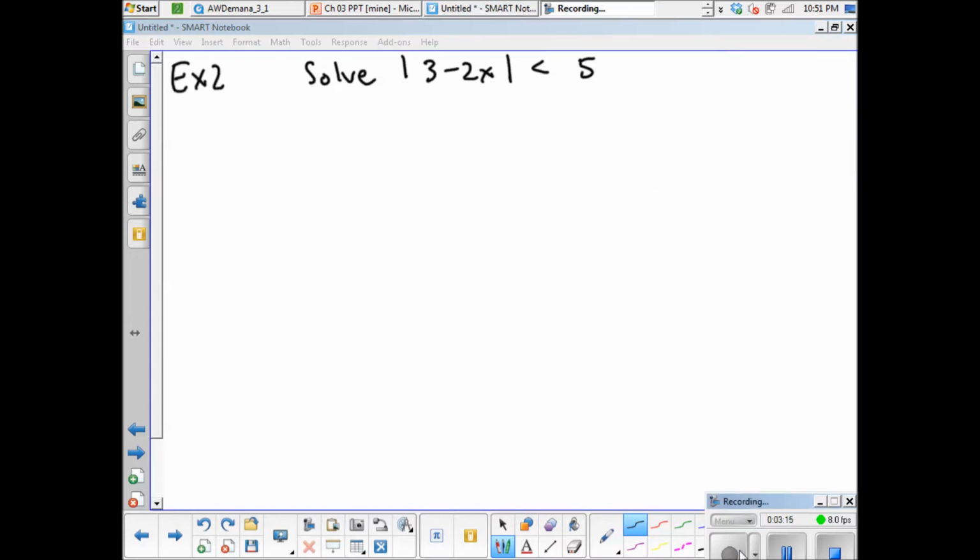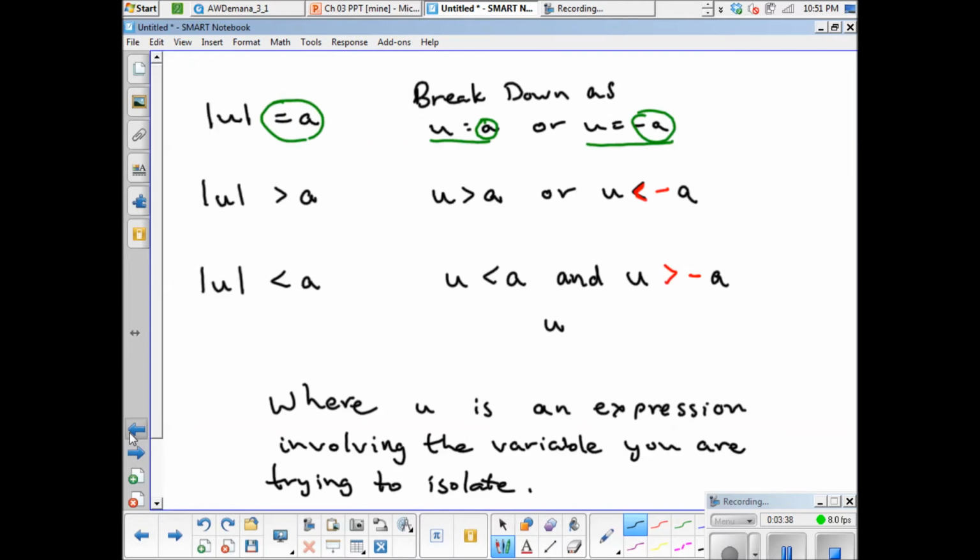Okay, as you can see, this one is also an absolute value problem. It's an inequality, and it's a less than. So this is a less than problem, and those are to be solved according to the pattern on the previous page. So let's go back and look at that. Let you copy it there. Okay, ready? Alright, so here was our explanation of less than. It's this third one. You're going to take u is less than a, and u is greater than or equal to -a.